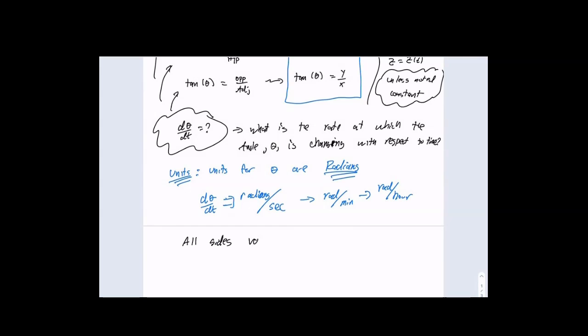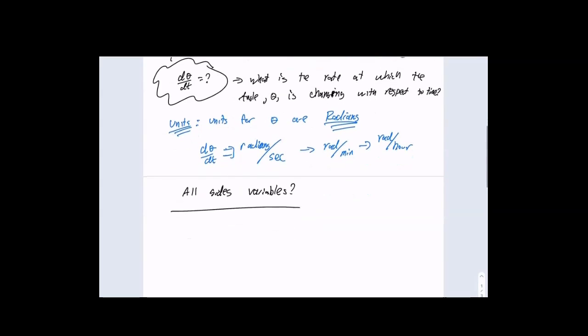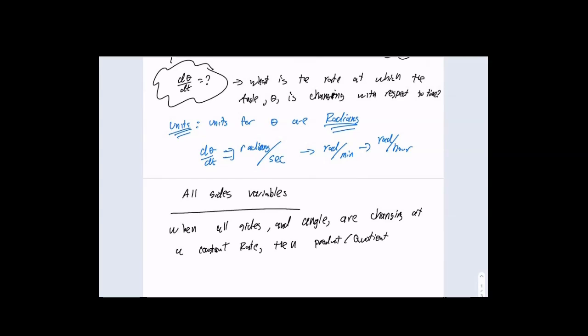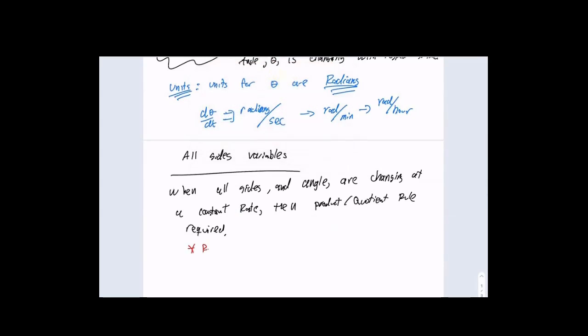All sides variables. When all sides and angle are changing at a constant rate, not that they are constant, but a constant rate, then the product or quotient rule is required. I recommend rewriting so as to use the product rule.